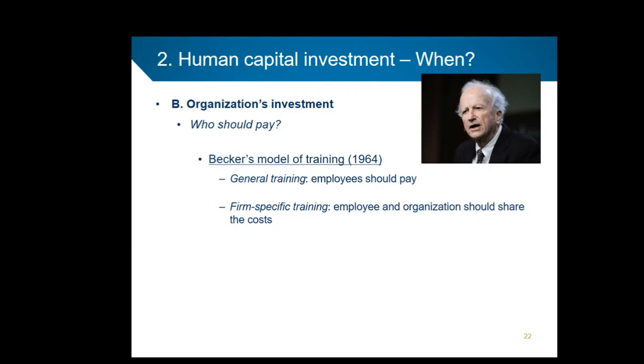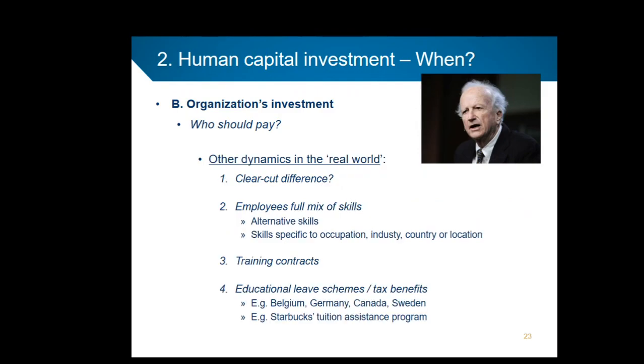Now, Becker's model, of course, is a theory, but there's also the real world out there, and the real world poses some limits to Becker's model. First, as you might have already guessed, the difference between general skills and specific skills is not always so clear-cut as theory seems to suggest. For example, if you have to learn to work with some very company-specific administration software, it might also increase your general proficiency in dealing with similar software packages. So in reality, general skills versus firm-specific skills is not black and white. It's more of a gray area.